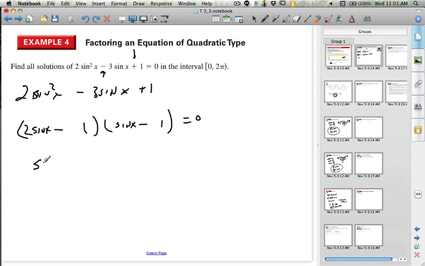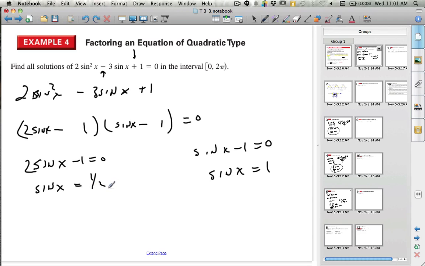And then if I set each item to be equal to 0, so 2 sine of x minus 1 is equal to 0, and over here, sine of x minus 1 is equal to 0. So over here I'm looking for where is sine of x equal to 1, and over here, if I add 1 and divide by 2, where is sine of x equal to 1/2? Well, sine of x is equal to 1/2 at, as we've done before, remembering it's the y-coordinate, here and here. So this is 30 and 150, which is also pi over 6 and 5 pi over 6.